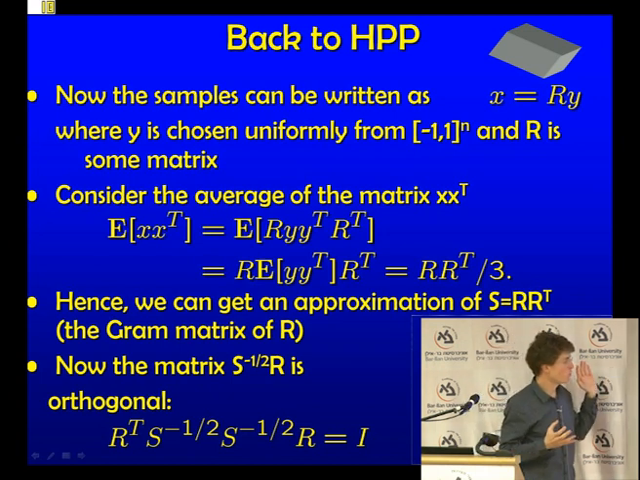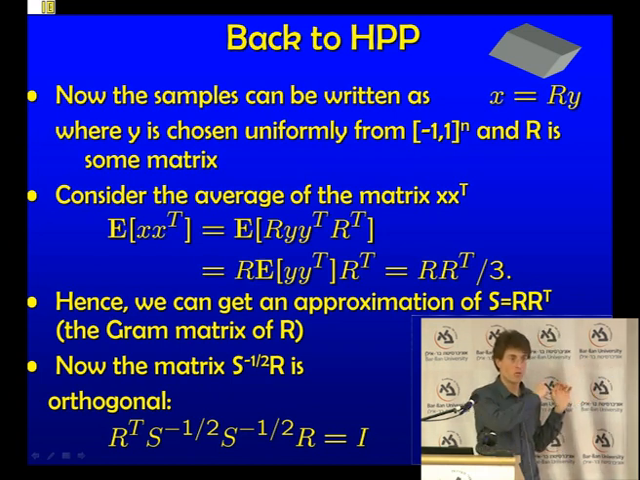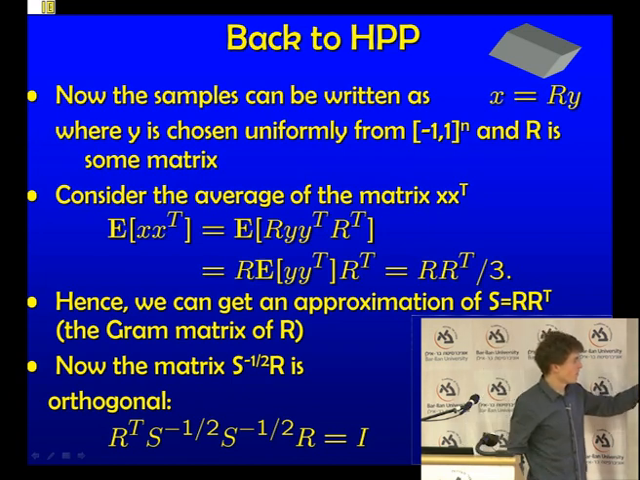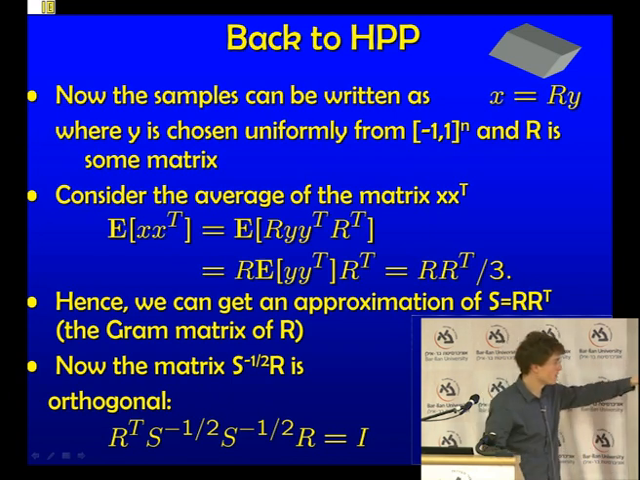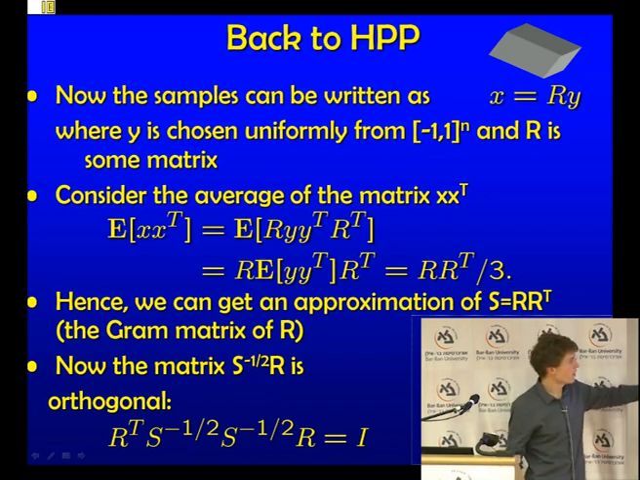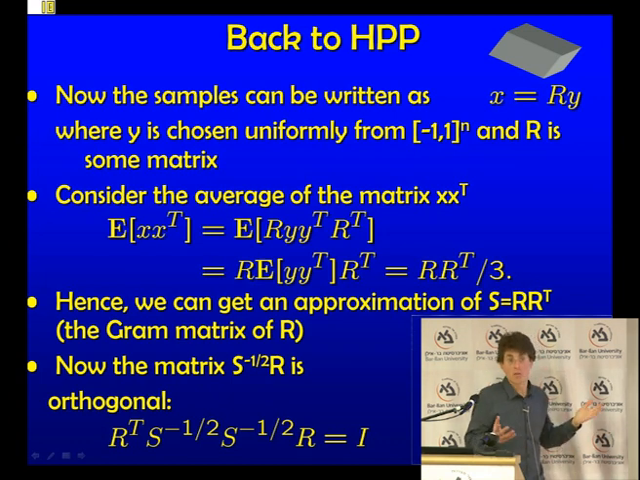For that, you have to use the second moment. What didn't work for the cube is going to work here and will allow us to transform the problem into a cube. Let's see how. Consider the matrix E[x x transpose], what's known as the covariance matrix. Since x is R times y, if you write this out as before, you get R times the expectation of y y transpose times R transpose. And y y transpose, we did it before, is simply the identity over 3. So we end up with R times R transpose, an arbitrary matrix.